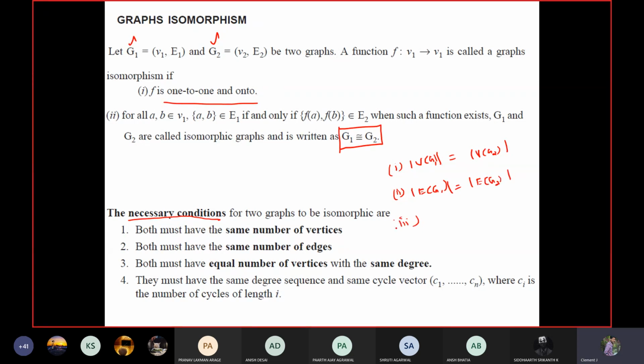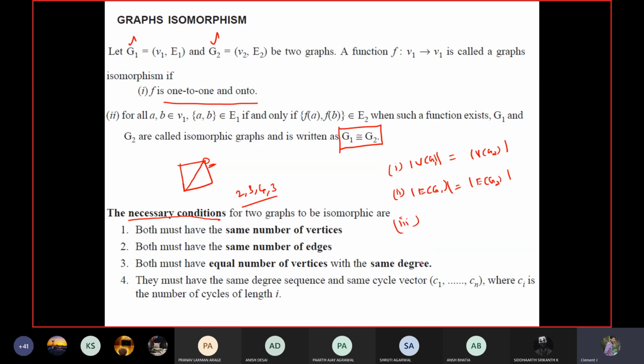Third, both graphs should have an equal number of vertices with the same degree. For example, you may have a graph like a 4-cycle or maybe a 5-cycle. If you check here, this should reflect the same degrees in the other isomorphic graph. If you have the degree sequence 2, 3, 4, 3, the same degree sequence should appear in the second graph also. That's what is discussed in this part.